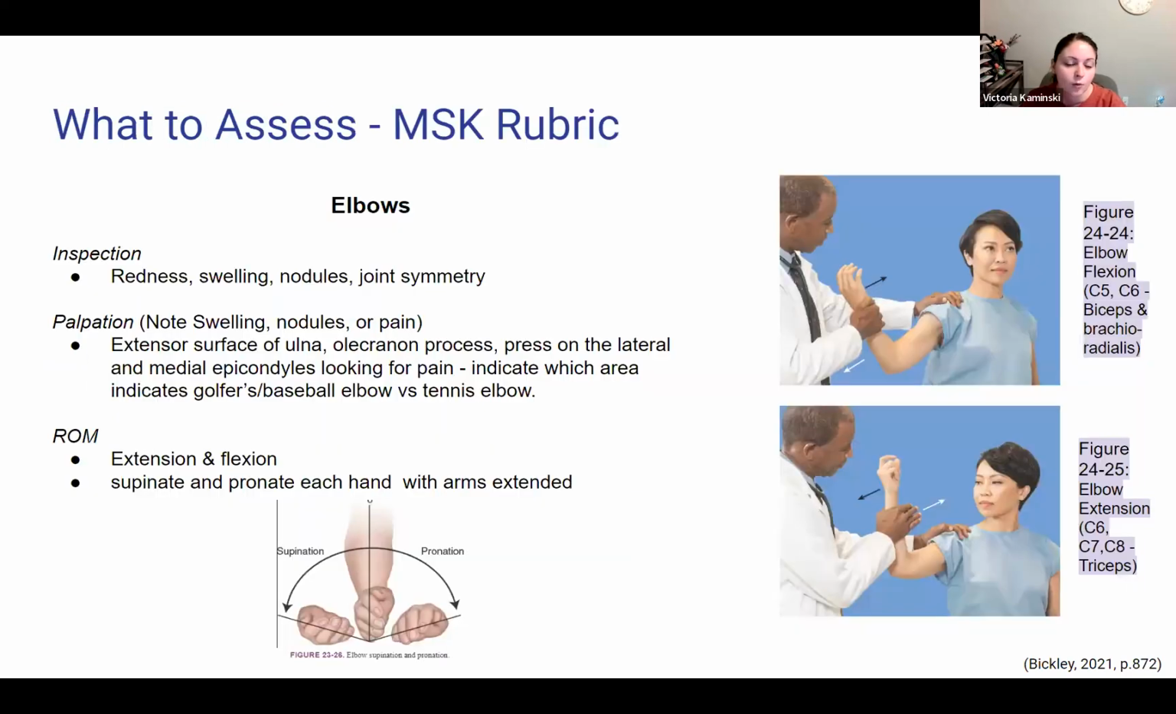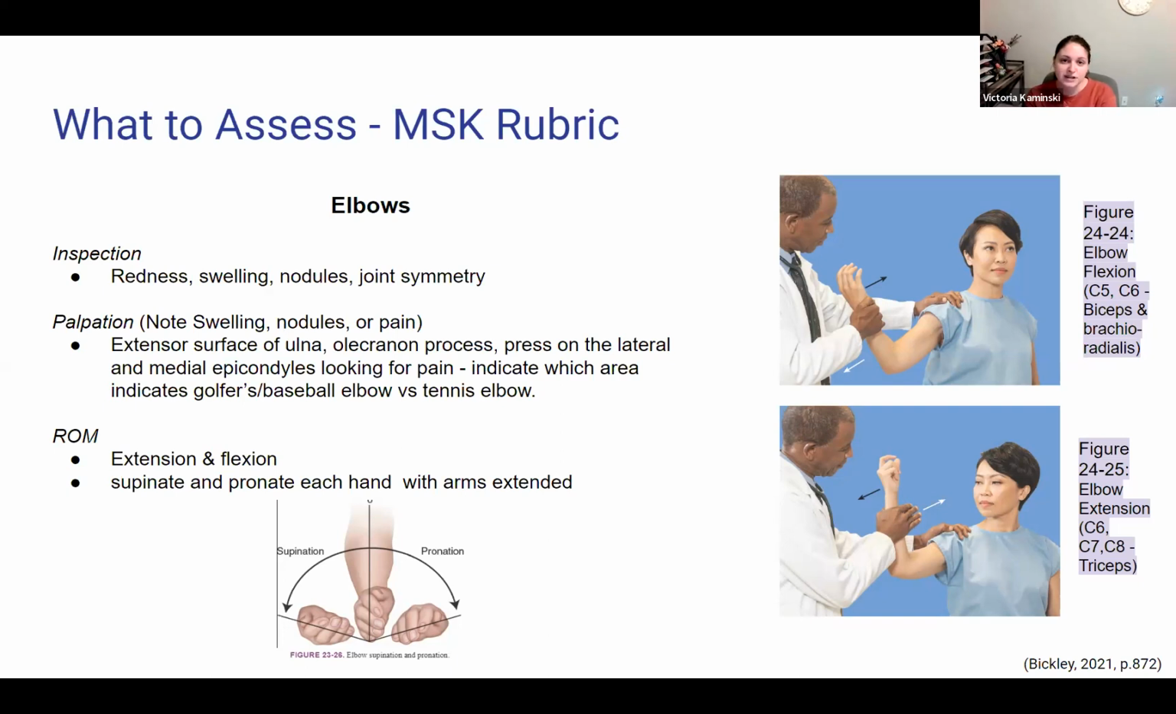When we're looking at the elbows, we're inspecting, again, always inspecting first: redness, swelling, nodules, and joint symmetry. You're looking bilaterally. You need to make sure when you're performing everything musculoskeletal that you are performing that bilaterally, if that's an option. With palpation, you're going to note swelling, nodules, or pain. The extensor surface of the ulna, the olecranon process, you're going to press on the lateral and medial epicondyles looking for pain and indicate which area would show golfer's elbow or baseball elbow versus tennis elbow.